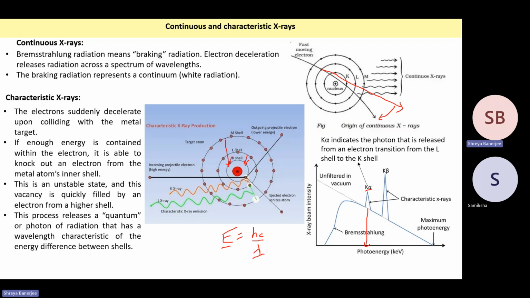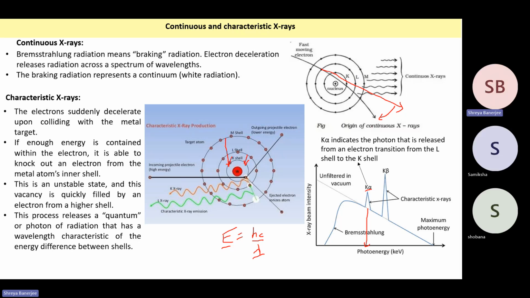Another possibility is that an electron from the M shell comes into the K shell. That energy difference is also fixed. So that will lead to X-rays of another wavelength, that is the K beta wavelength. Since these are X-rays which have a particular quantized energy, that is, they have fixed wavelengths, that is why these are called characteristic X-rays.